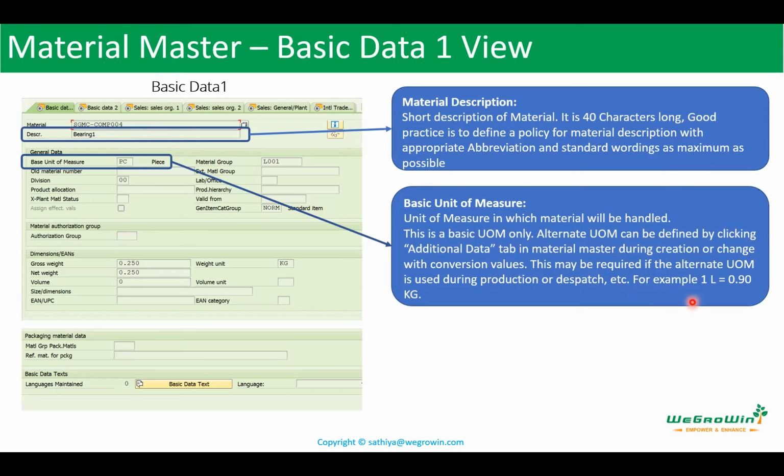For example, if it is a liquid, we can define 1 liter equal to 0.9 kg. Maybe I will be using liter as the reference, but when I use it in production, I may be using kgs, because I have to measure them using the weight scale. I don't have the volume measurement there. So for production, I have to use kg. So those things also we can use.